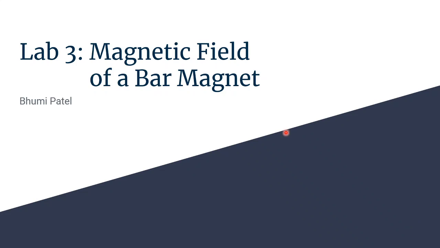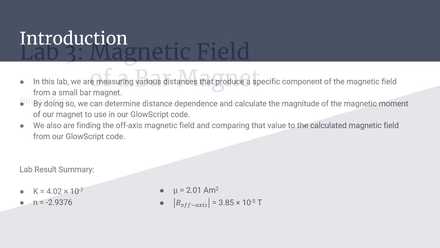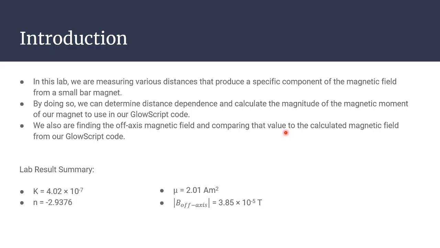So this is lab 3, magnetic field of a bar magnet. In this lab, we are measuring various distances that produce a specific component of the magnetic field from a small bar magnet. And by doing so, we can determine the distance dependence and calculate the magnitude of the magnetic moment of our magnet to use in our Glowscript code.